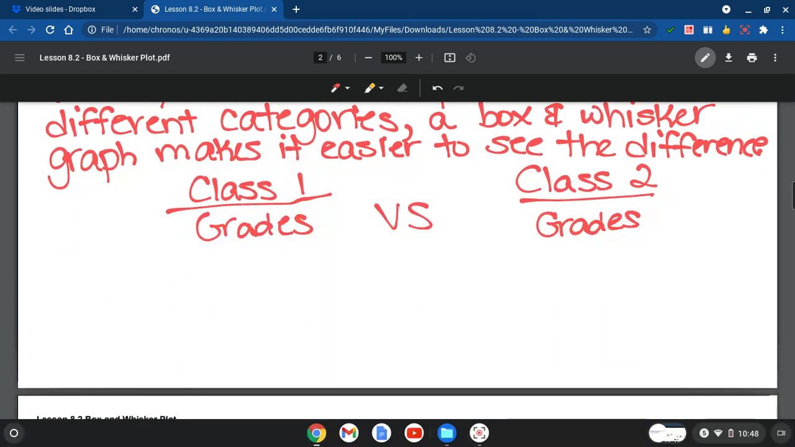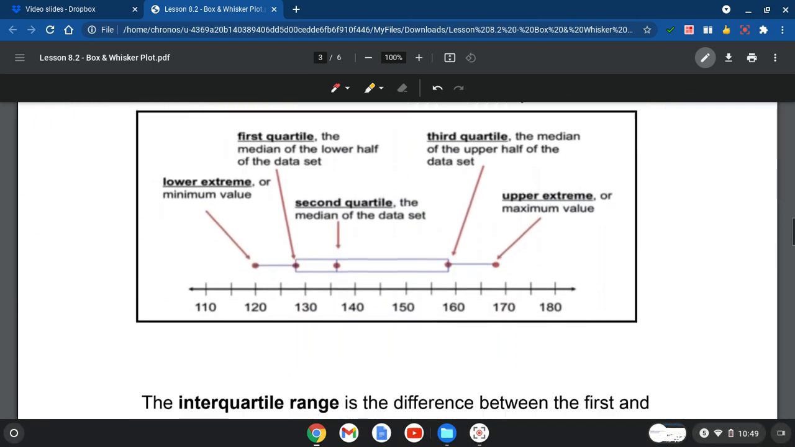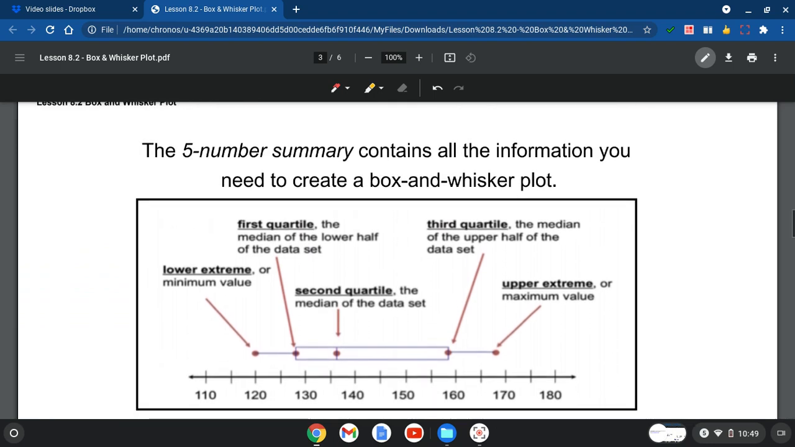So, what is involved with a box and whisker plot? Well, one of the most important pieces of data that you need when you are trying to draw a box and whisker graph is called the 5-number summary. The 5-number summary contains all the information you need to create a box and whisker plot. Here are the 5-number summaries you need: the lower extreme or the minimum value, and also the upper extreme or the maximum value in your set of data.